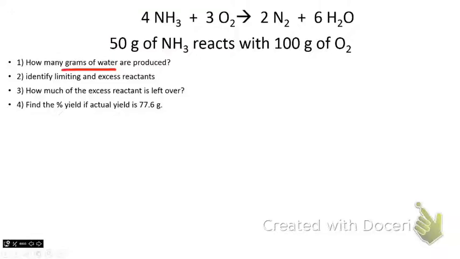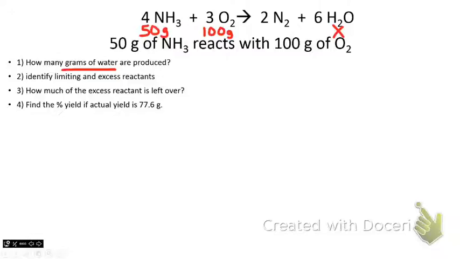And I like to actually put what I'm looking for in my equation. So my unknown is going to be water, that's my x. And then I also like to write what I'm starting with. I'm starting with 50 grams of NH3 and I'm reacting it with 100 grams of O2. I don't know why, it just makes me happy. I like to see what we're given and kind of where we're going.